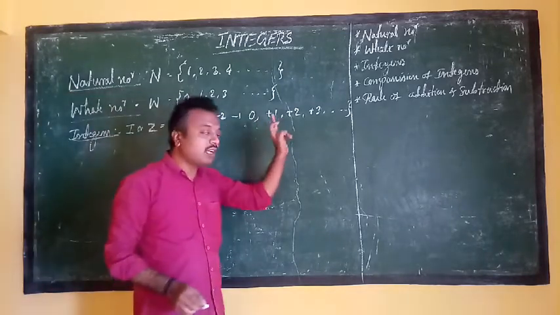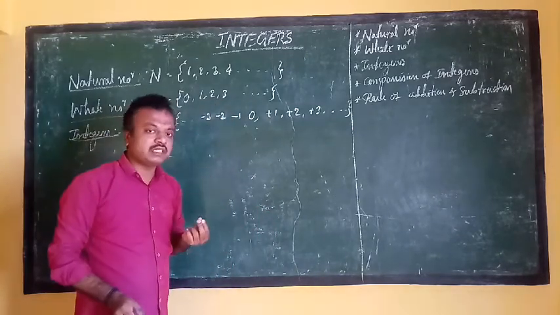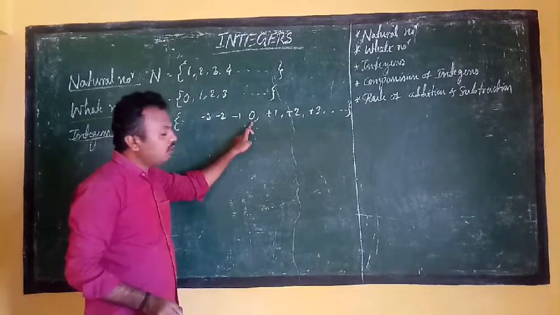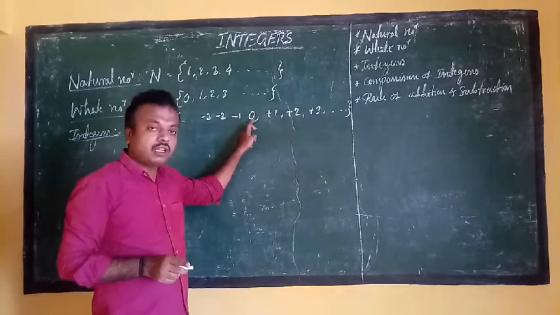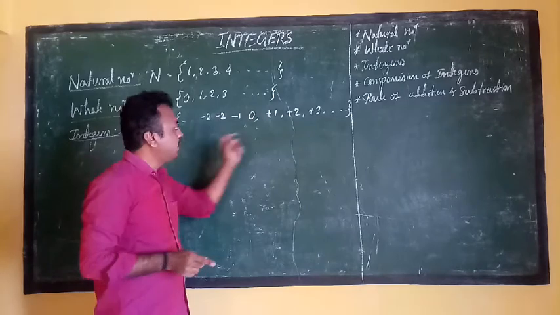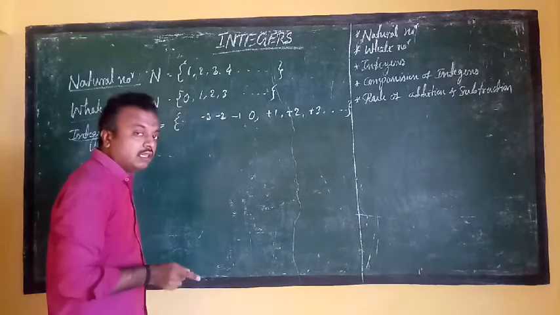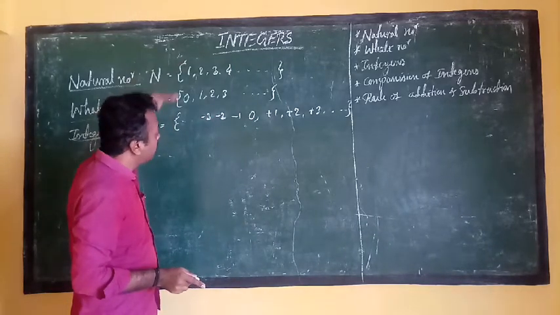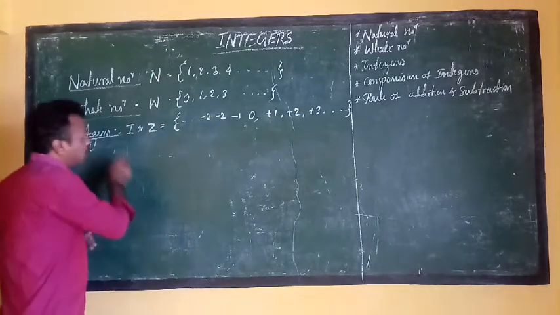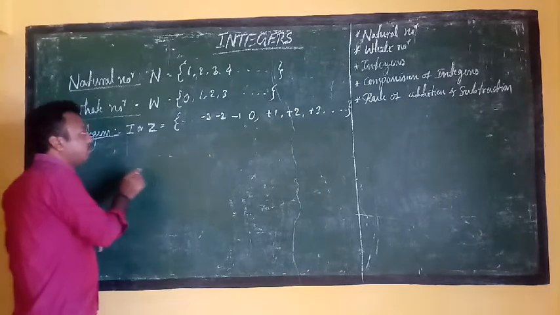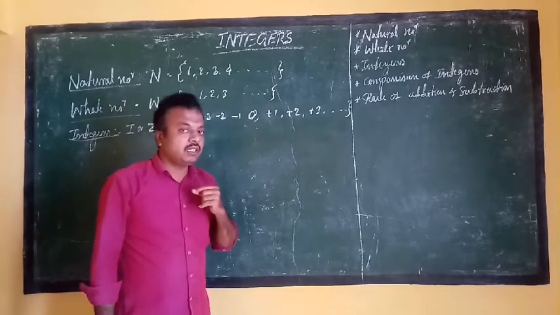Positive numbers means numbers having a plus sign. Negative numbers means numbers having a minus sign. 0 is neither positive nor negative. So a set containing positive numbers and negative numbers along with 0 is called integers. Every natural number is also an integer, and every whole number is also an integer. Understand? See, in that, 0 is neither a positive number nor a negative number.